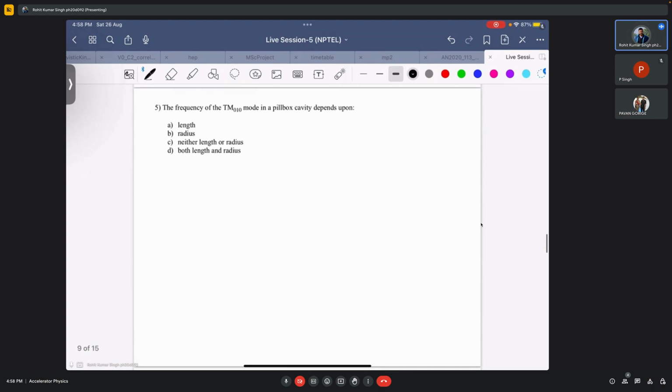Okay, so a simple question here. Suppose we have a TM010 mode. Now the question is, the frequency of TM010 mode in a pillbox cavity depends upon which of these parameters? Does it depend on length, radius, neither length nor radius, or both? Can you guess? No idea? Okay.